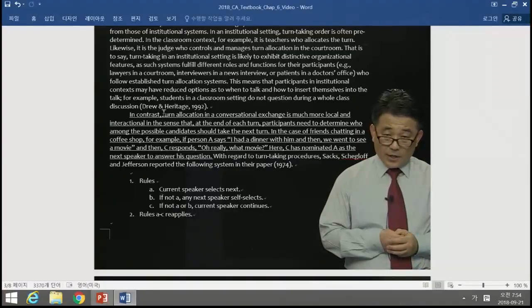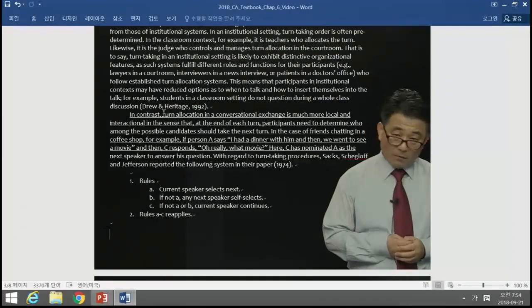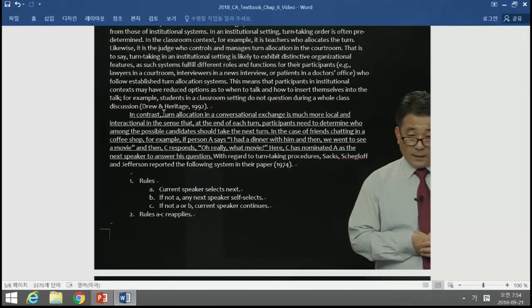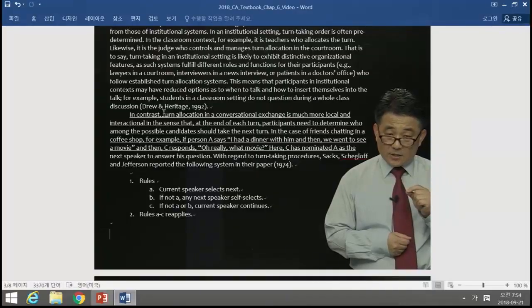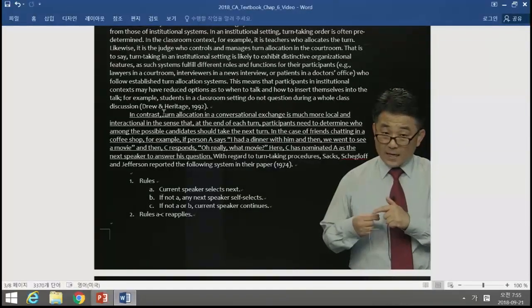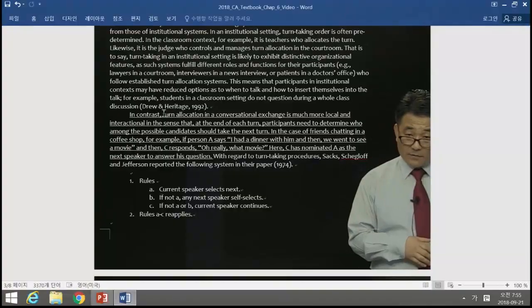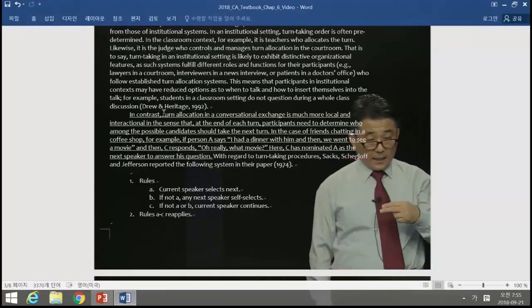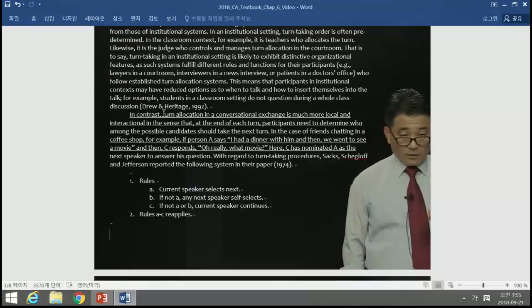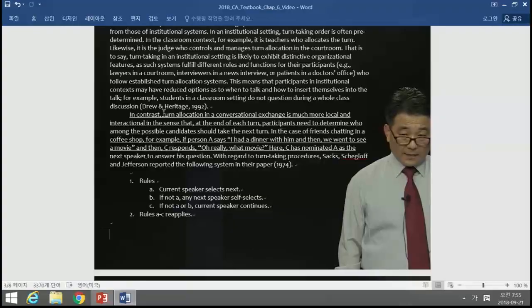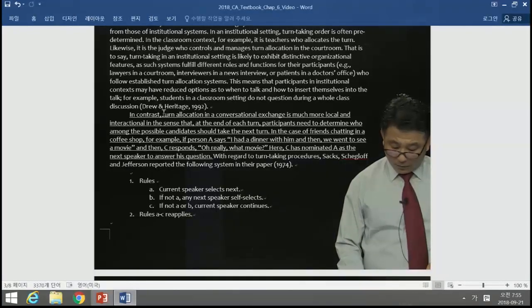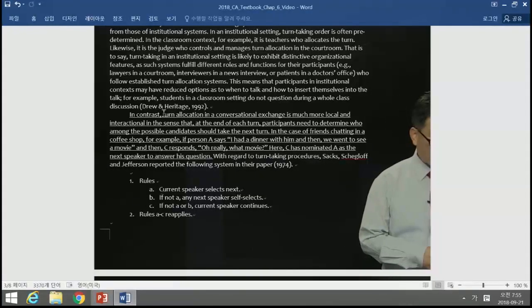In the case of friends chatting in a coffee shop, for example, if person A says, I had dinner with him, then we went to see a movie, and then C responds, oh, really? What movie? Here, when C says, oh, really? What movie? C just nominates A, because A saw the movie, as the next speaker to answer his question. So that's one technique in conversation for determining who is going to speak next, which is the case of 1A. The current speaker selects next.